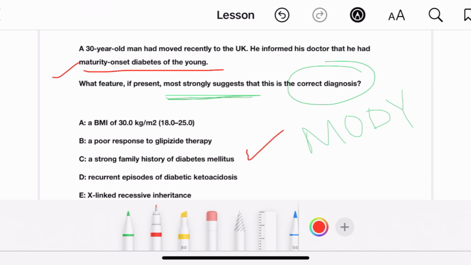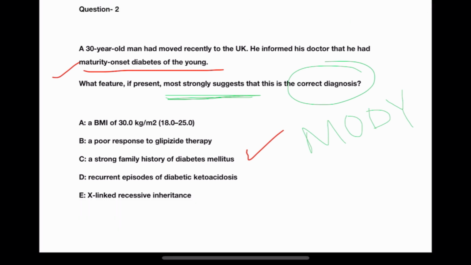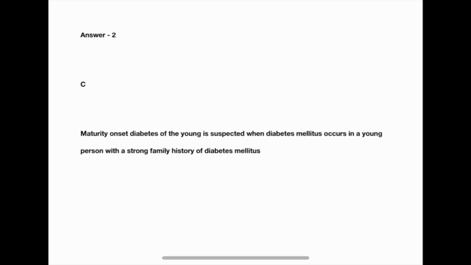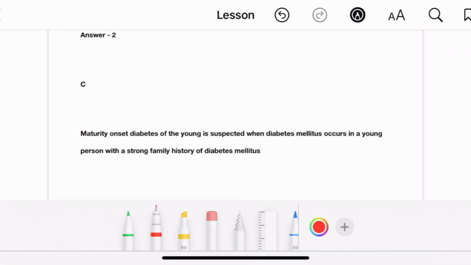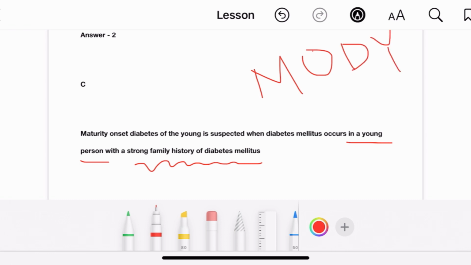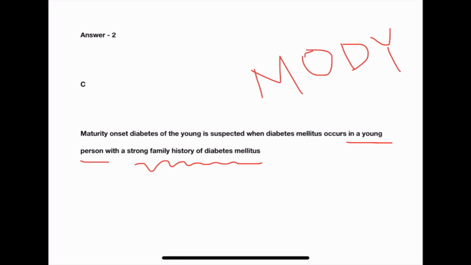Okay, so we'll come to the explanation. Maturity onset diabetes of the young is suspected when there is a young person with a strong family history of diabetes mellitus. So a person with a strong family history of diabetes mellitus presenting at a young age with diabetes mellitus is most likely to have MODY, maturity onset diabetes of the young. So that was the question. It was also a simple question, a fact to be known.